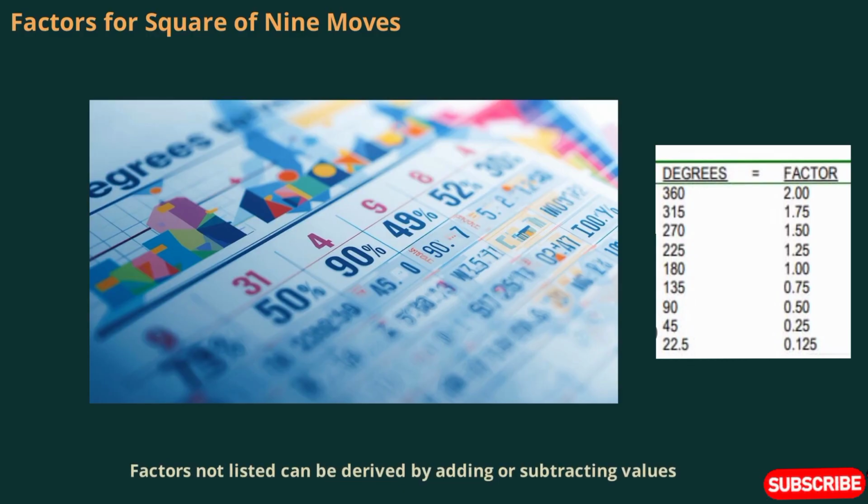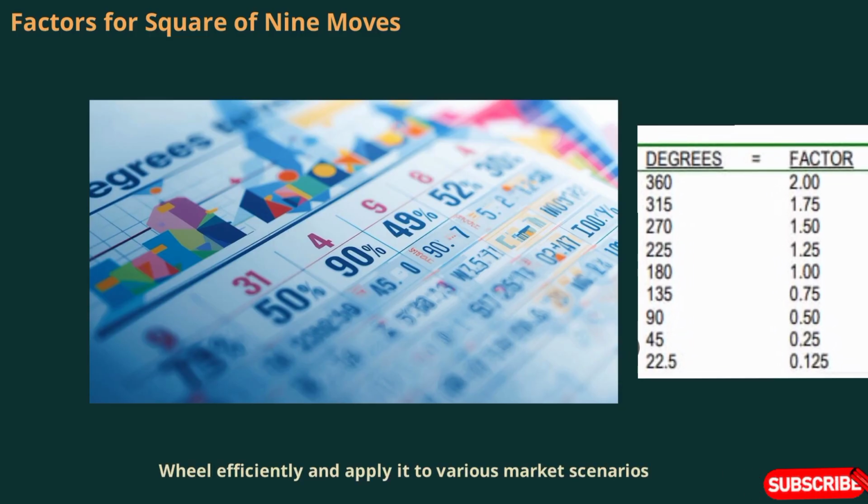Factors not listed can be derived by adding or subtracting values. For most market analysis, the main factors are those for 45 degrees and its multiples. This knowledge enables traders to navigate the Gann wheel efficiently and apply it to various market scenarios.